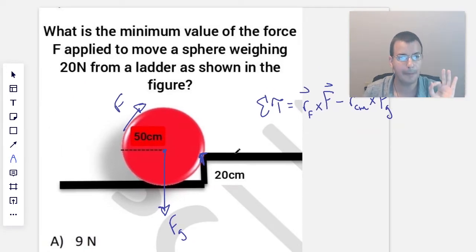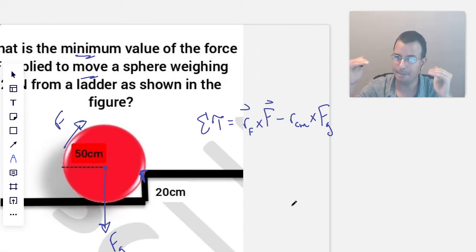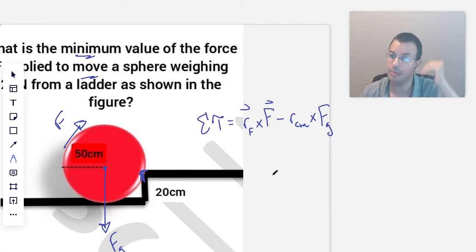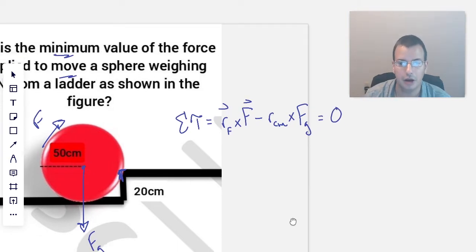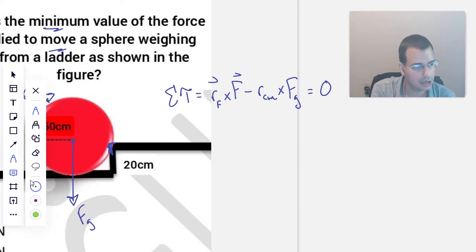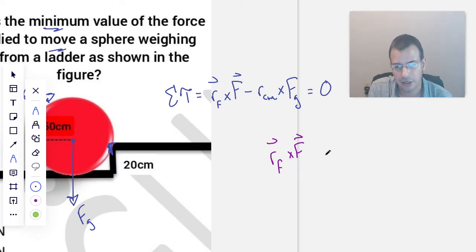Now, we want it to just barely move. So we have minimum just to start it to move. So we're going to look at the forces where it's just perfectly balanced and then say, this is the minimum, anything above this will cause it to move. So we're going to say the sum of all torques in this case is equal to 0. All right, so now we got that down. I'm going to rearrange these slightly just to make it more aesthetically pleasing. RCM cross FG. All right, so we got these.